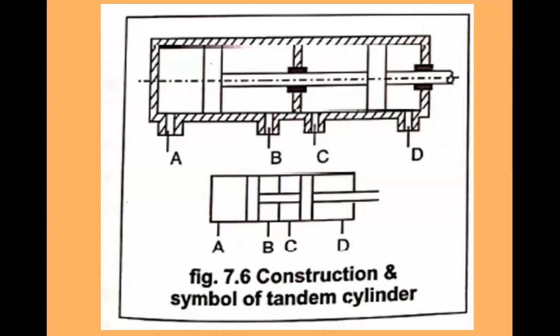So it's a figure I have shown in the slide. This tandem cylinder is a combination of two or more cylinders. You can see on this slide, here also I have used two cylinders. So tandem cylinder means what? It's a combination of two or more cylinders, and both the cylinders are coupled mechanically to each other.